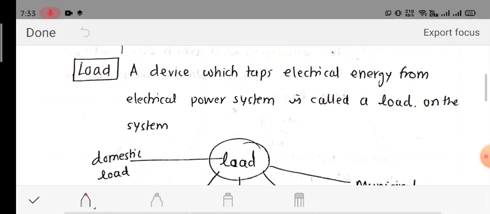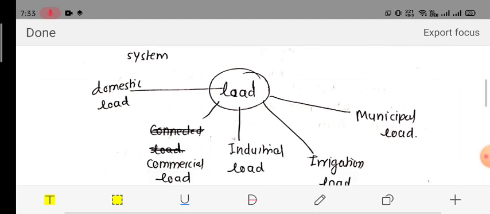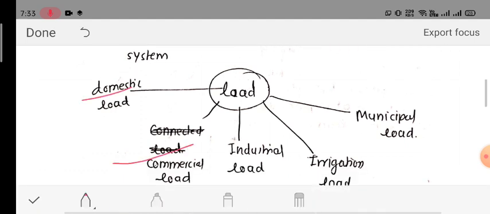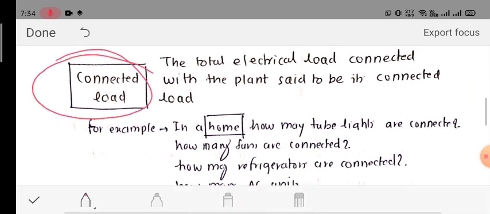Now we will see the different types of loads. What is load? A device which taps electrical energy from an electrical power system is called a load on the system. So what are the different types of loads? These are all self-explanatory: domestic load, commercial load, industrial load, irrigation load, municipal load. Then the important term, which is connected load. The total electrical load connected with the plant is said to be the connected load.